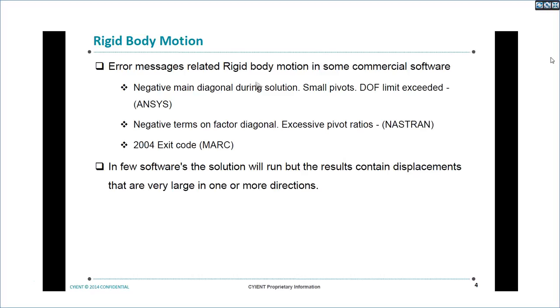Error messages related to rigid body motion in some commercial software are mentioned here. In ANSYS, it will give negative main diagonal during solution, small pivots, DOF limit exceeded. Negative terms on factorized diagonal and excessive pivot ratios are given by Nastran, and 2004 exit code is given by Marc. In a few solution software, the solution will run, but the results contain displacements that are very large in one or more directions.